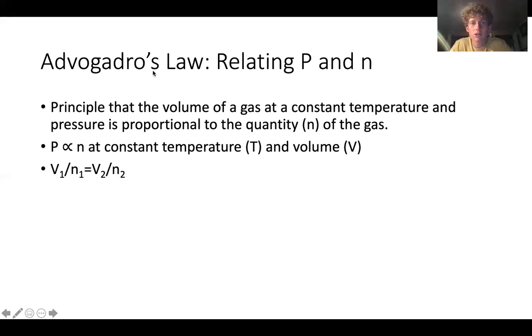Next law is Avogadro's law, which is relating volume and number of moles. So I'll read this right here. Top, it says, principle that the volume of a gas at a constant temperature and pressure is proportional to the quantity or moles of the gas. So this is relating volume and moles. They're directly proportional at a constant temperature and pressure of gas. And then here's the equation that you can use to solve for a missing variable. So it's volume 1 over number of moles 1 is equal to volume 2 divided by the number of moles 2.